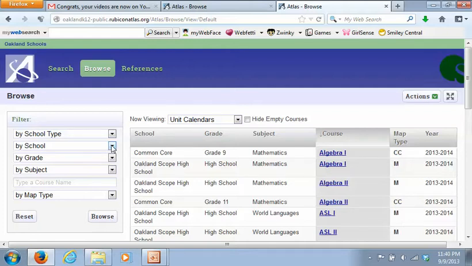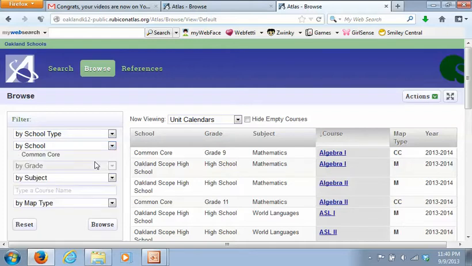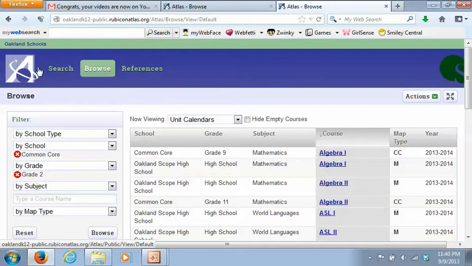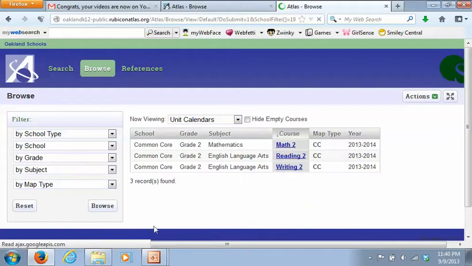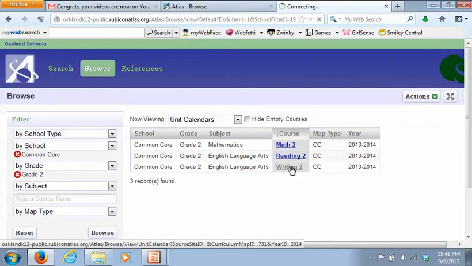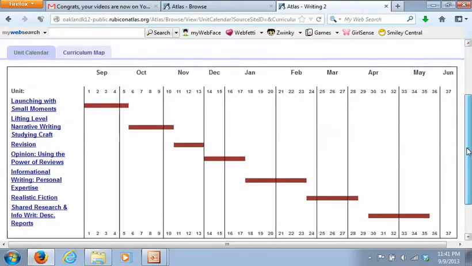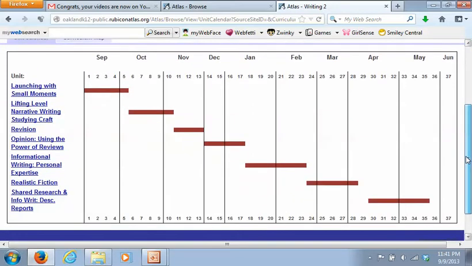You'll choose under by school, Common Core, and then by grade, let's try second grade, and you'll browse. Those are the only two pieces that you need to select to browse, because then the choices are pretty limited. You have math, reading, writing. So today, clicking on writing, any of the blue text is a hyperlink.